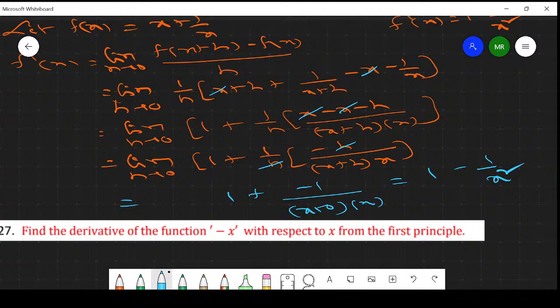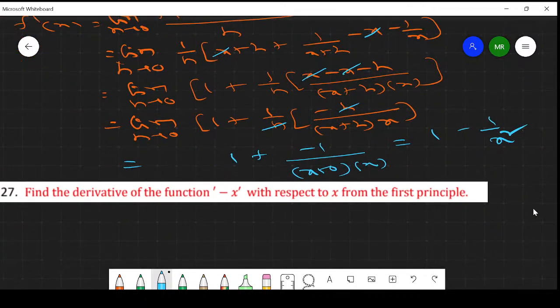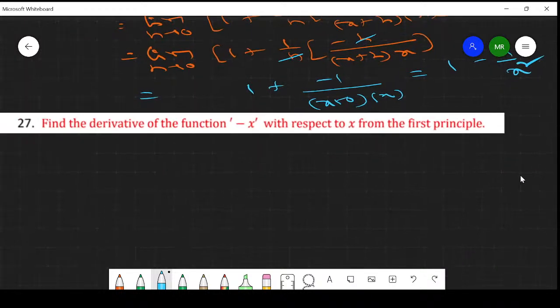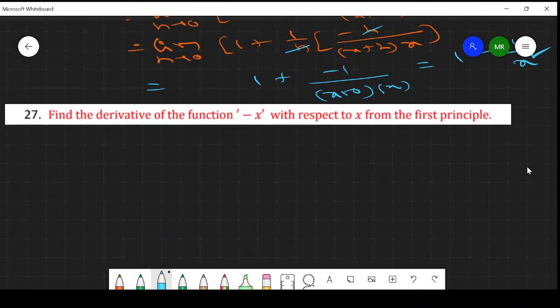We got the answer, right? So that's the required answer. Using first principle, this is a simple problem. Find the derivative of the function minus x with respect to x from first principle.